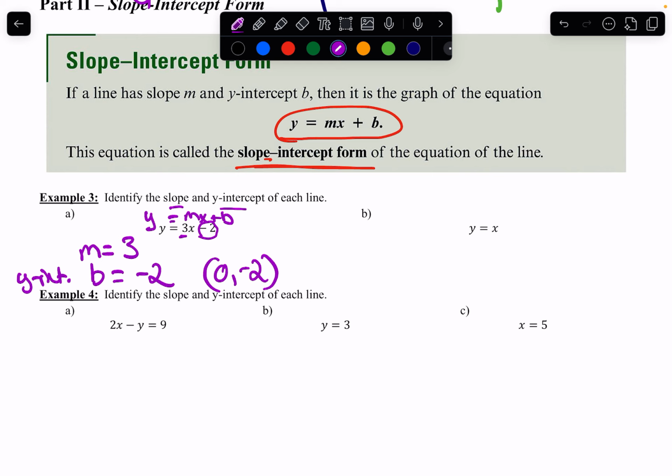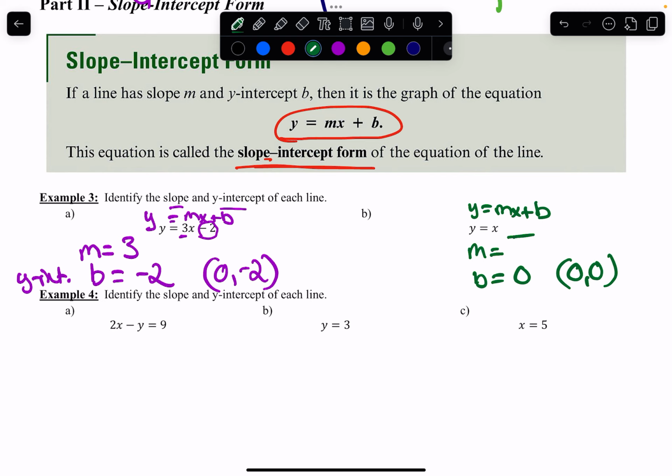Okay, next one here, y equals x. So now when we look at this, we don't have anything here for b. So our b, y-intercept, is going to be 0. So that means that it crosses the y-axis at the point 0, 0. Now, our slope, though, that's not going to be a 0.